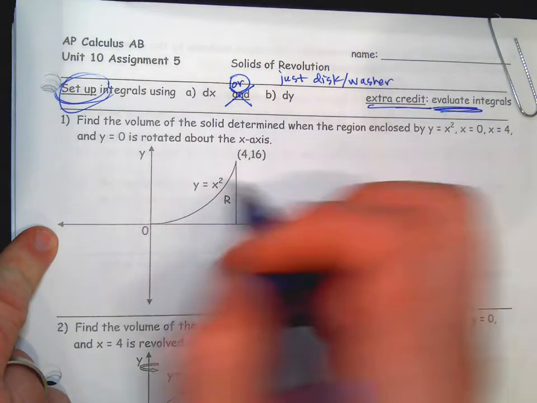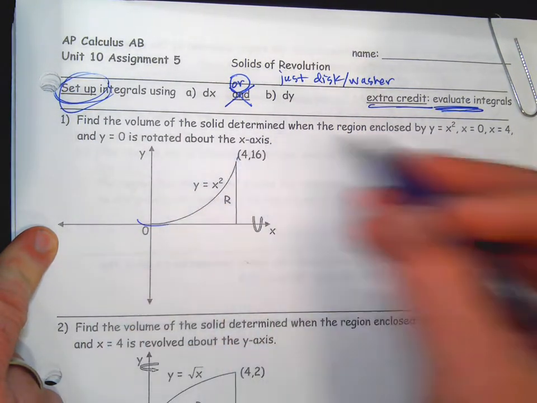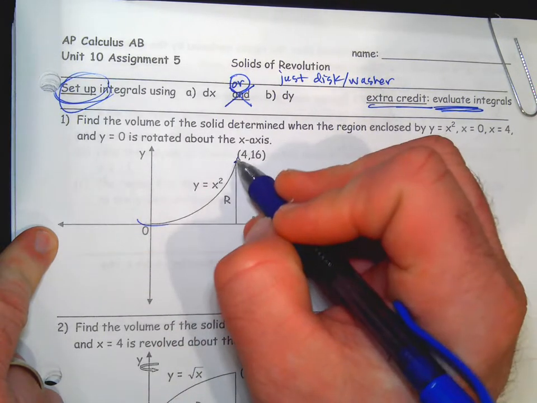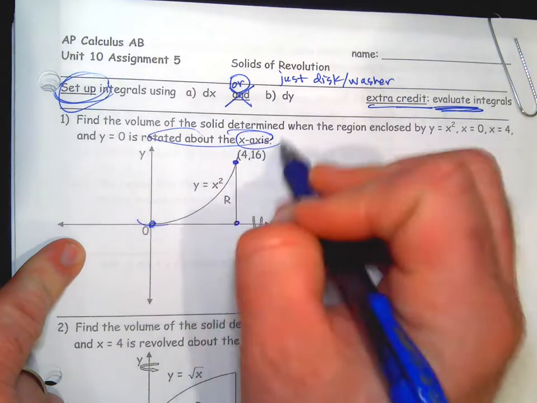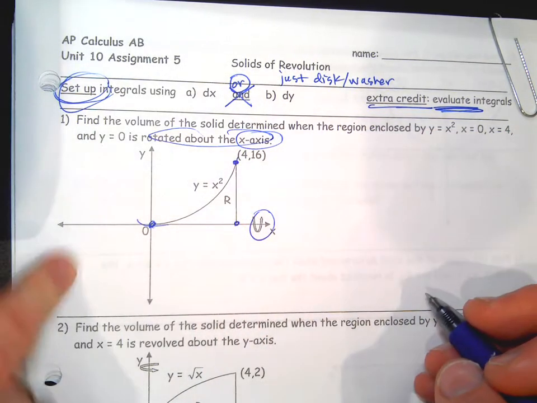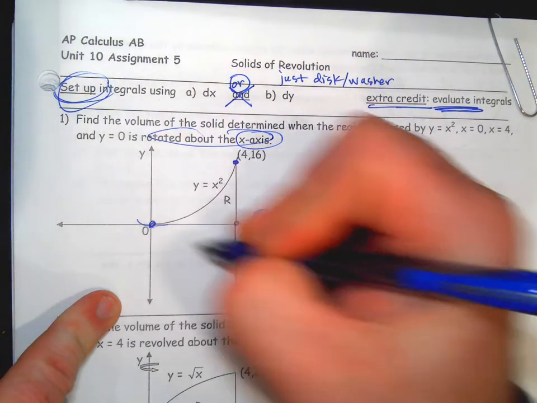So read the problem. Find the volume. y equals x squared, okay? 0 to 4. You've already been given the intersection. We're going to rotate it about the x-axis. Make sure you rotate it in the right way. So the first thing I'm going to do, I'm going to draw the other half.